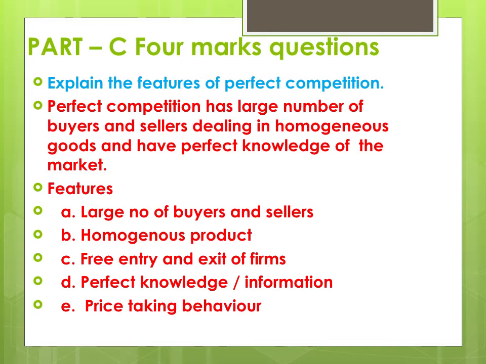The existence of a large number of buyers and sellers means that every individual buyer and seller is very small compared to the size of the market, which means no individual buyer or seller can influence the market by their size. Homogeneous products mean that the product of every firm is identical. So a buyer can choose to buy the product of any firm in the market.